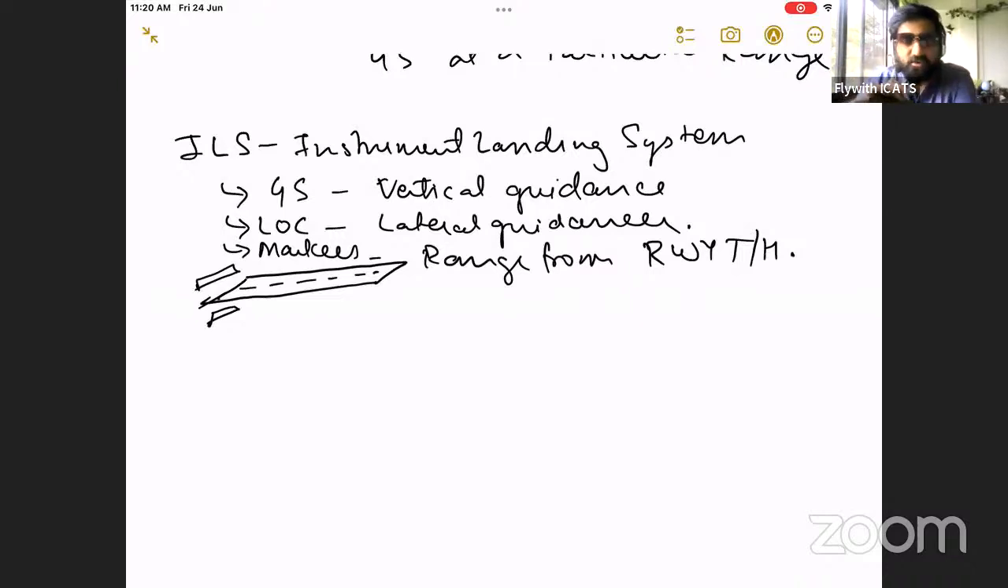Now, these systems also work on the principles of radio waves. Glide slope will have a separate antenna, localizer will have a separate antenna, and markers will have separate transmitter antennas on the ground near the airport, and the aircraft will have receivers on board which will receive the frequencies transmitted by these specific antennas. And then you will have certain indications in the cockpit that will help you align with the center line of the runway during landing.